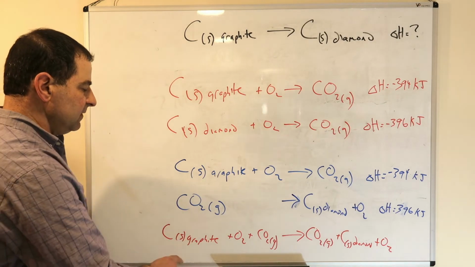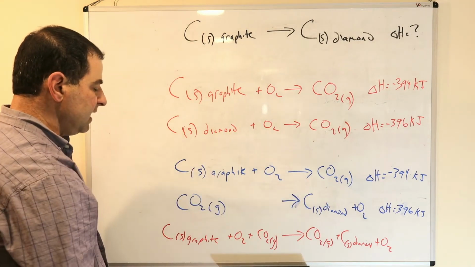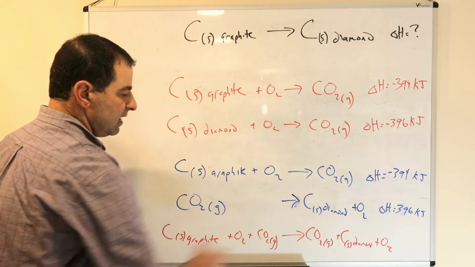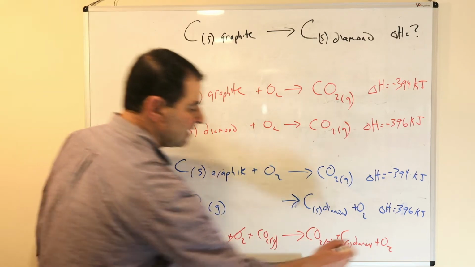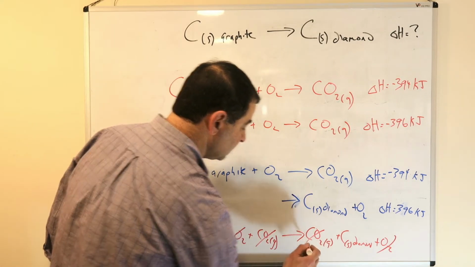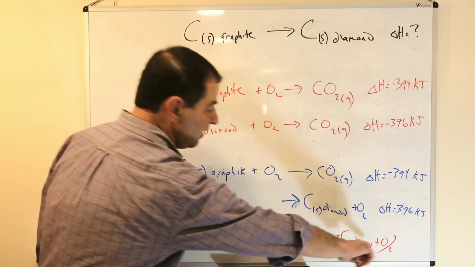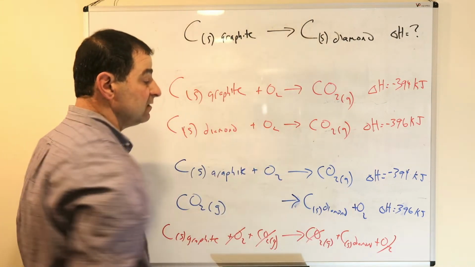When I put them together, I take the reactants, put them all on the reactant side, take all the products on the product side, and I see that I have an O2 on each side. So they cancel out. I see I have a CO2 on both sides. They cancel out. And I'm left with carbon graphite produces carbon diamond. Exactly what I started with.